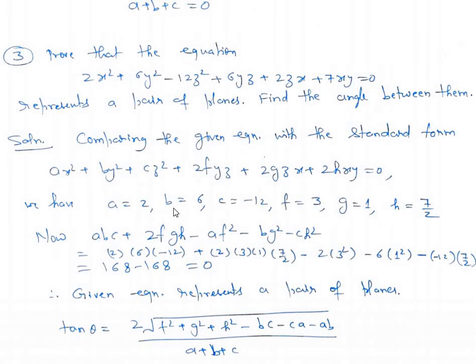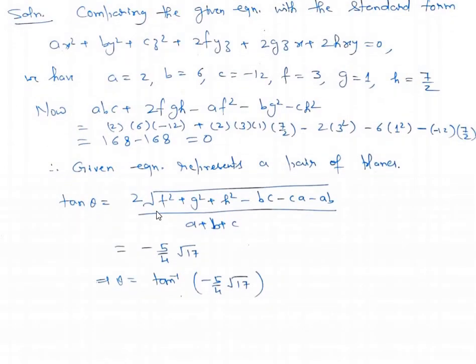Now put these values of a, b, c, f, g, h in the expression abc + 2fgh − af² − bg² − ch². When you put these values, it is equal to 0. So therefore this equation represents a pair of planes. To find the angle between them, we use this formula: tan theta = 2 times under root of f² + g² + h² − bc − ca − ab, divided by a + b + c. By putting these values, tan theta comes out to be −5√17/4. So therefore theta is tan inverse of −5√17/4.